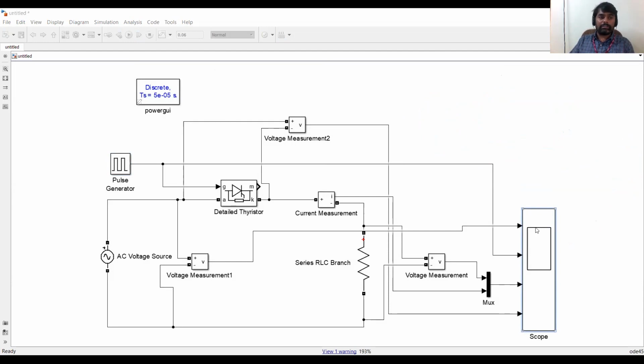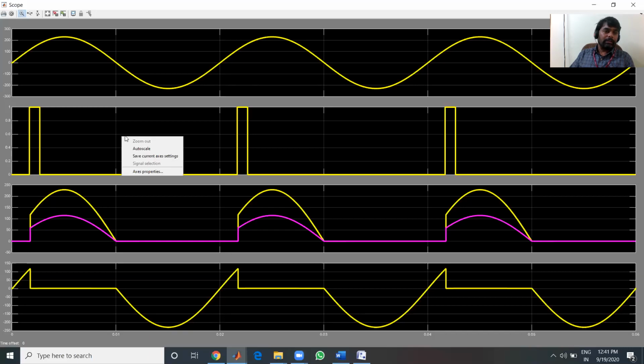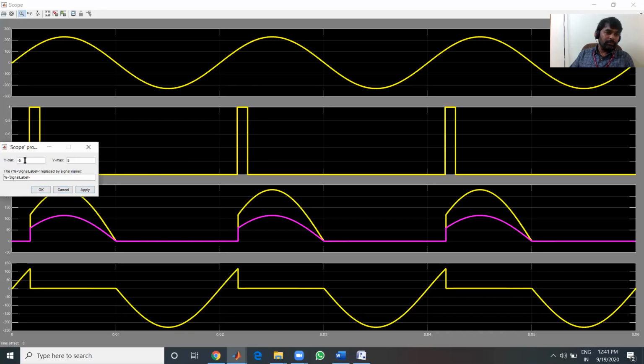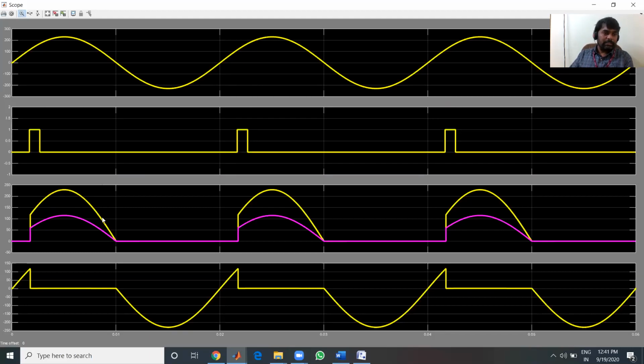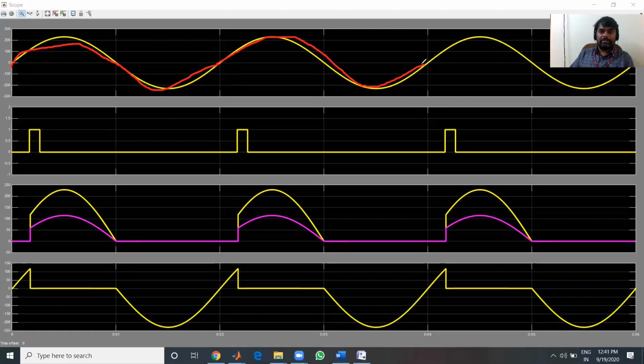If I double click on the scope, I will get this one. Now I am going to share the scope here. Now you can see the scope here. First one is the input voltage, right? Second is the pulse given to the SCR. Third one is the output voltage and output current, and fourth one is the voltage of the thyristor. Now you can see this is taking 3 cycles. This is one cycle, this is the second cycle, this is the third cycle, right?